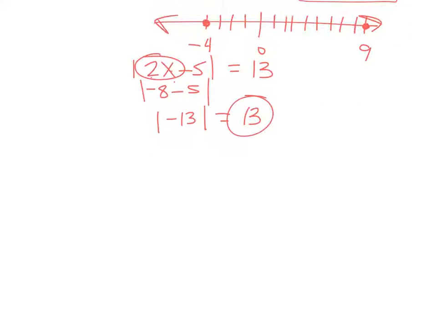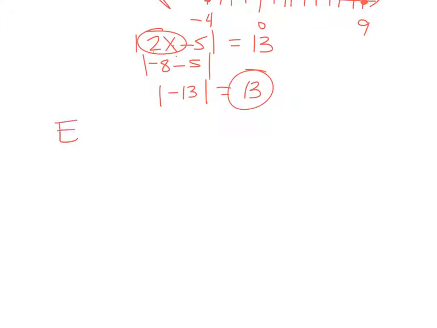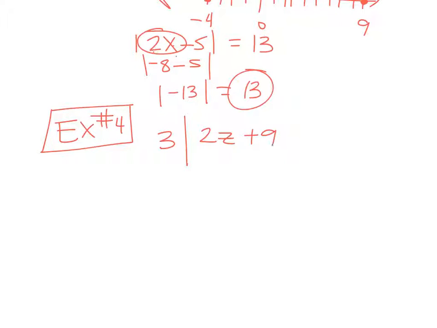I want to show you this one. This is like example 4 in the book. It looks like this. This one's a little fancy. 3 times the absolute value of 2z plus 9 plus 12 equals 10. Okay, now we said the rule is you have to isolate the absolute value. Is it isolated right now? No. You have a 3 outside of it, and you have a 12 outside of it.